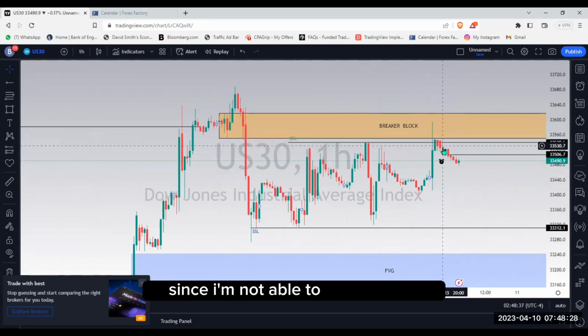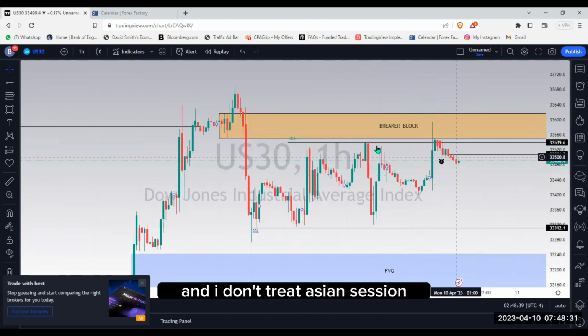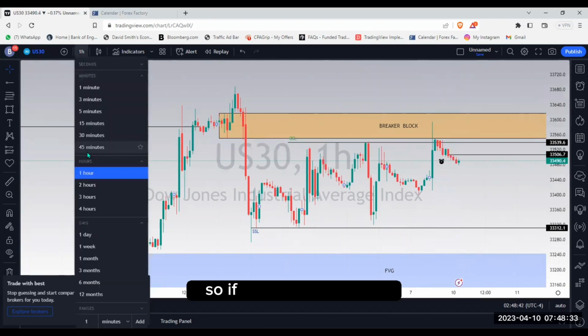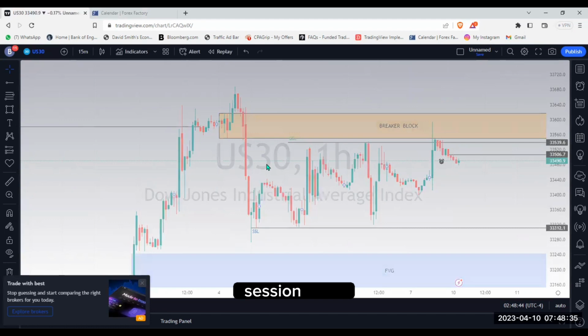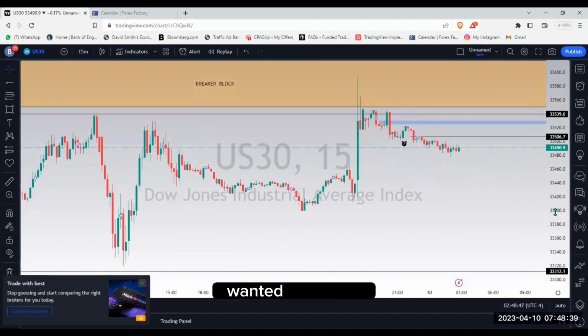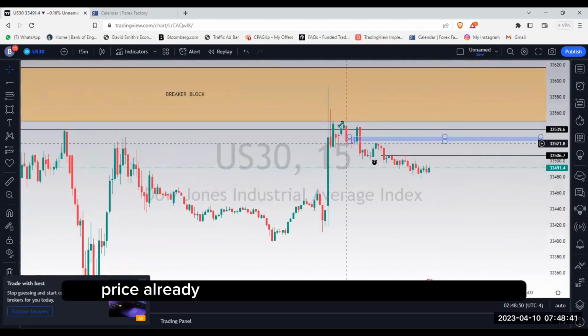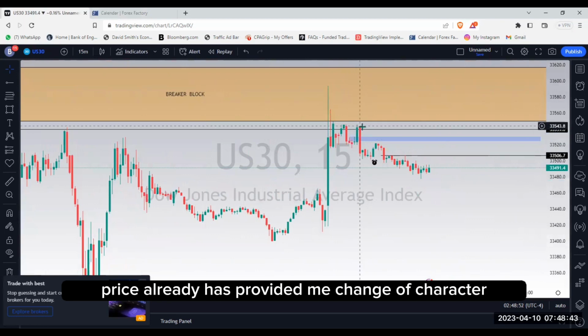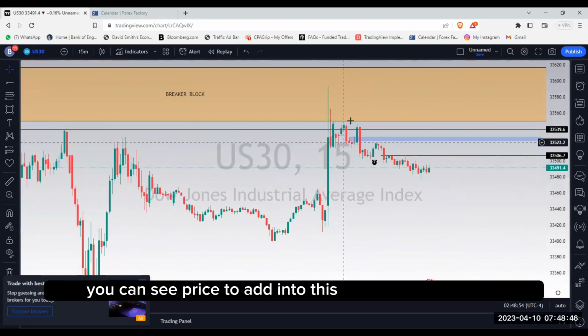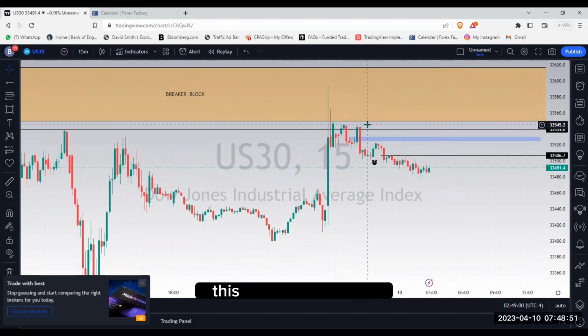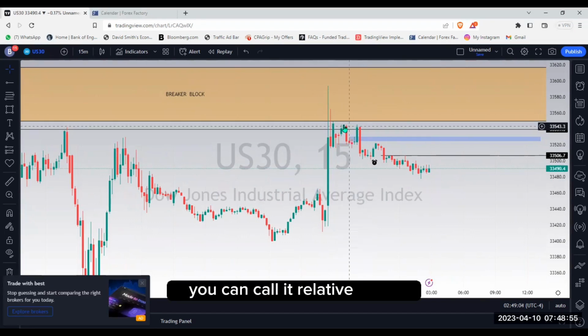Since I'm not able to take this trade and I don't trade the Asian session. If I was trading the Asian session, or if I wanted to trade it, price already has provided me a change of character. You can see price traded into this double around here. All right, this is more like equal tops. You could call it relative highs.